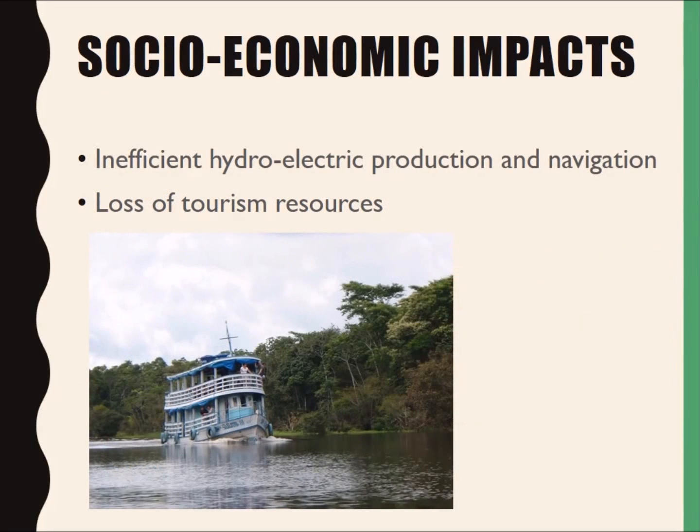There's inefficient hydroelectric production and navigation. Reduced rainfall and silting of rivers reduce the capacity and lifespan of hydroelectric power stations. Sedimentation of rivers and coastal areas also hinders navigation. All these lower the efficiency of industrial production. There's also loss of tourism resources. Ecotourism can bring considerable income to rainforest countries, but deforestation may destroy the opportunity. The loss of nature reserves and culture of local tribes after deforestation makes the rainforest less appealing to tourists.